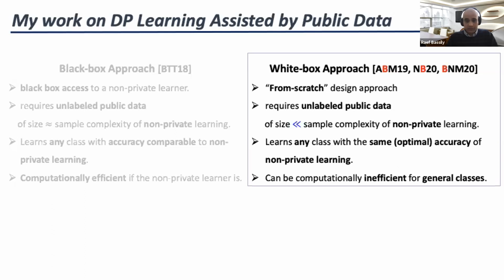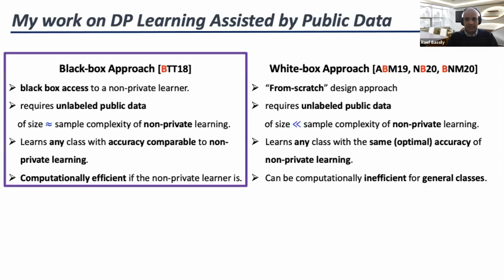And we can also show that we learn any hypothesis class, but even with optimal accuracy, which is even better than the first approach in terms of accuracy. The accuracy we attain here is essentially the same as the accuracy that we can attain in non-private learning. However, one major drawback is that the constructions we have so far are basically theoretical constructions, and they can be computationally inefficient in general.